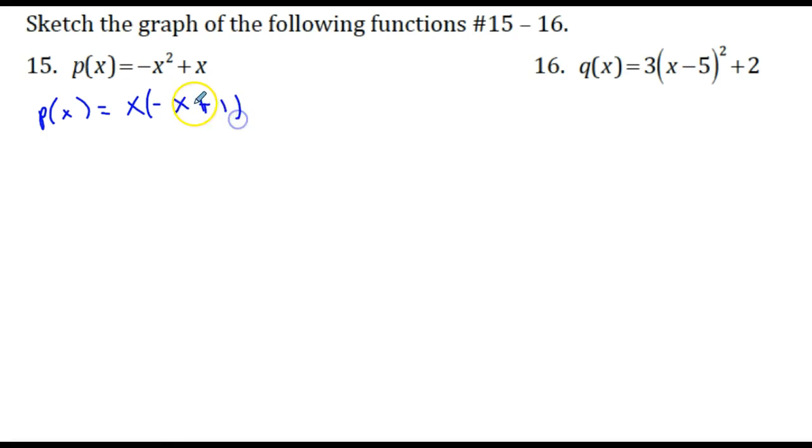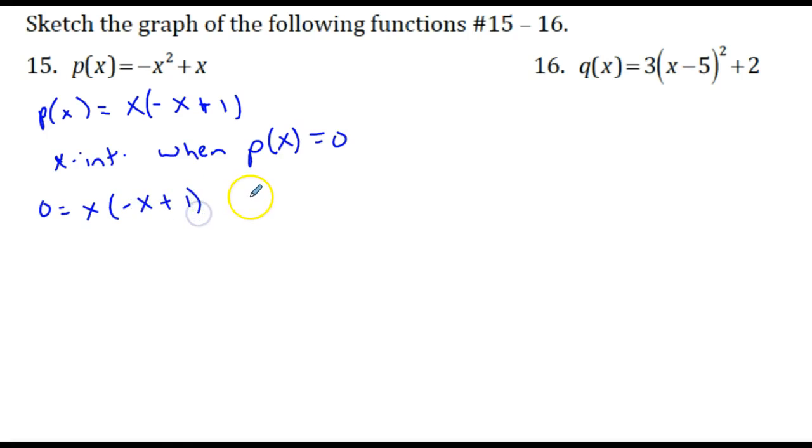So I can identify my x-intercepts. I have x-intercepts when p of x is equal to 0, since x-intercepts have a y-coordinate of 0. So this function will equal 0 when x is 0 and when x is 1, since negative 1 plus 1 is 0. So far I have those 2 points on my parabola, those two x-intercepts.